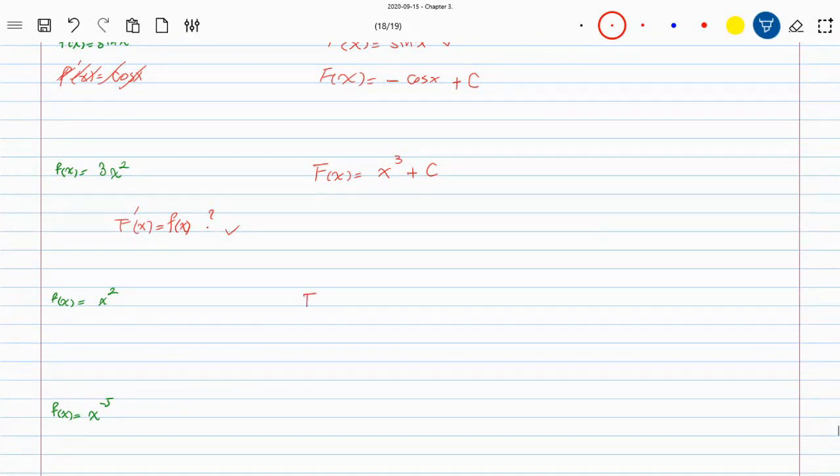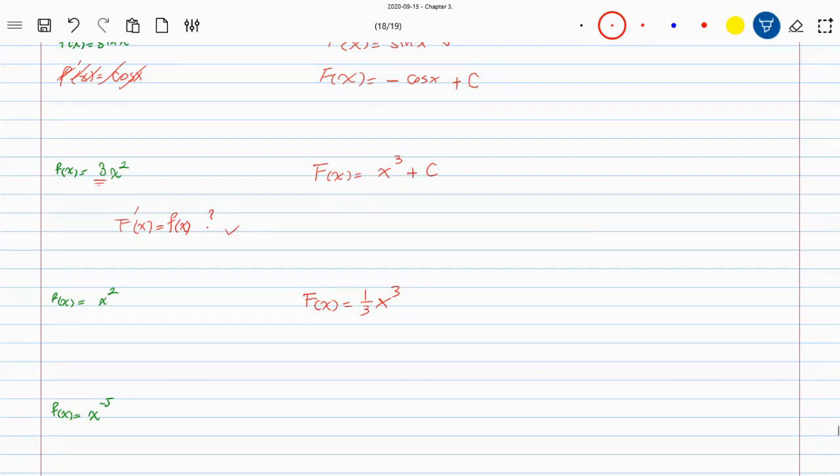What would be the antiderivative? If we picked only x cubed, the derivative should have been 3x squared. Remember, there should be a 3 here, but in this case, there is no 3 there. So it means I need to multiply by 1/3. This way, if I take the derivative of 1/3 x cubed, what I get is 1/3 times 3x squared.